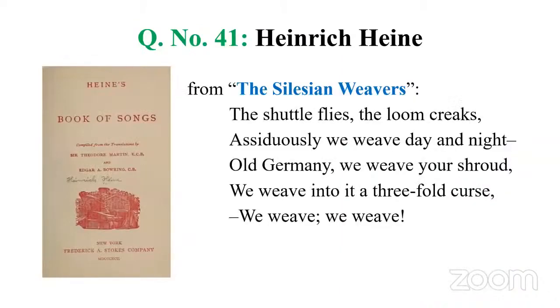Next, we go for the German poet Heinrich Heine, spelling H-E-I-N-R-I-C-H, Heine, H-E-I-N-E, Heinrich Heine. His famous poetry collection is Book of Songs. In Book of Songs, we have a lot of poems. Almost most of his poems are collected in this collection. But here are a few lines from his poem, The Silesian Weavers, S-I-L-E-S-I-A-N, The Silesian Weavers. Let's read.